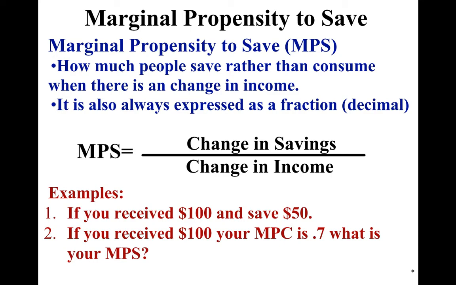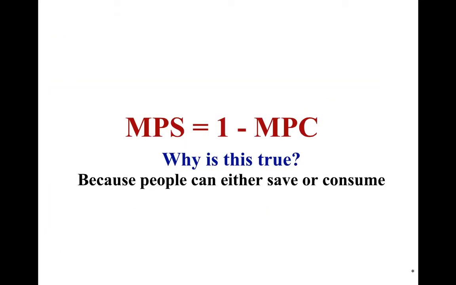0.3. The other way you could do it is if you know MPC is 0.7, you know that means they spent 70 out of that 100. So you have 30 in savings, so 30 over 100 is 0.3 as well. But, like I said, they're going to equal 1. So MPS equals 1 minus MPC. Why is this true? When you get money, you either save it or consume it. So you might save it and invest it later, or you might spend it now. But that's what people do with money, okay? It's going to equal 1.